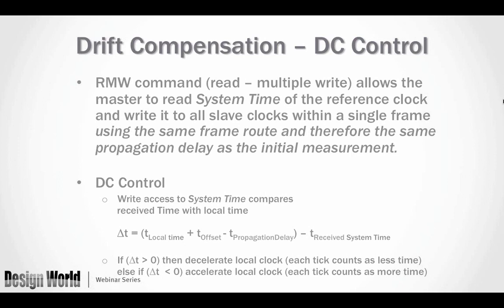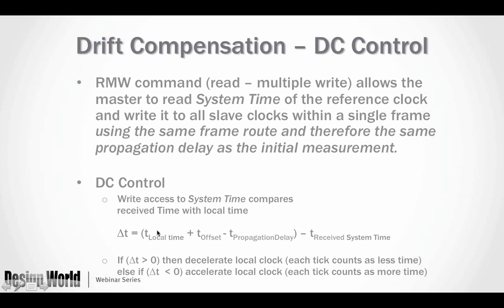So this allows, with one single frame, to read in the system time of the reference clock and then distribute it to all the slave clocks using the same path that our original propagation delay measurement used. So using the same propagation delay and distributing the time, we now can keep all of the clocks synchronized with a very, very simple equation down here at the bottom.